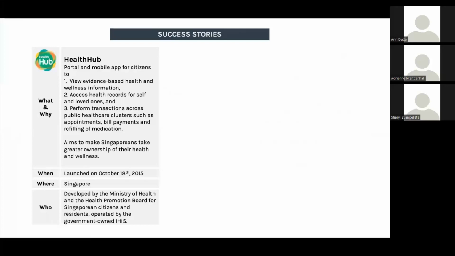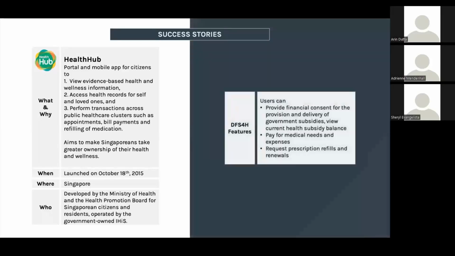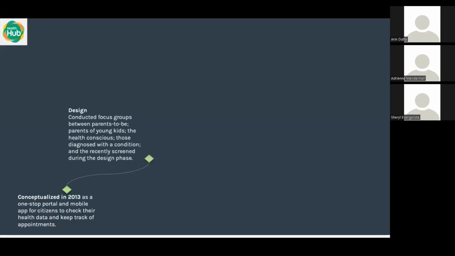Success stories. Health Hub. This was a model launched by the Singapore government so that people would have better access to their health information. And it allows people, and I'm going to move through these a little bit quickly. So it was launched in 2013 to be this one-stop shop for the national healthcare system, but it really did start with the health data.